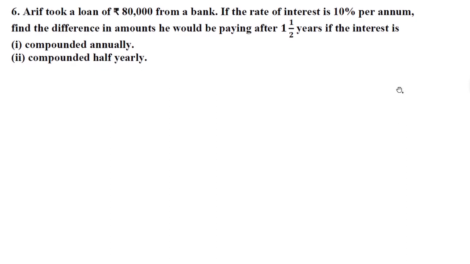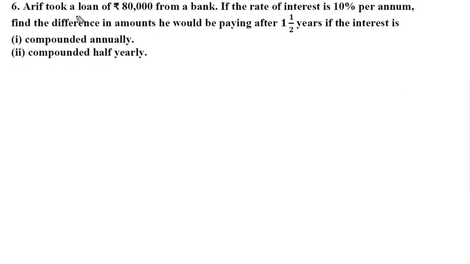Question number 6. Arif took a loan of 80,000 from a bank, if the rate of interest is 10% per annum. So here R is 10% per annum. Find the difference in amount he pays after 1 1/2 years if the interest is compounded annually, and in the second case is compounded half yearly. So we'll start with I, that means compounded annually. So for compounding annually, the rate of interest we don't need to change here, but the time is 1 1/2 years, that means 1 year and 6 months.